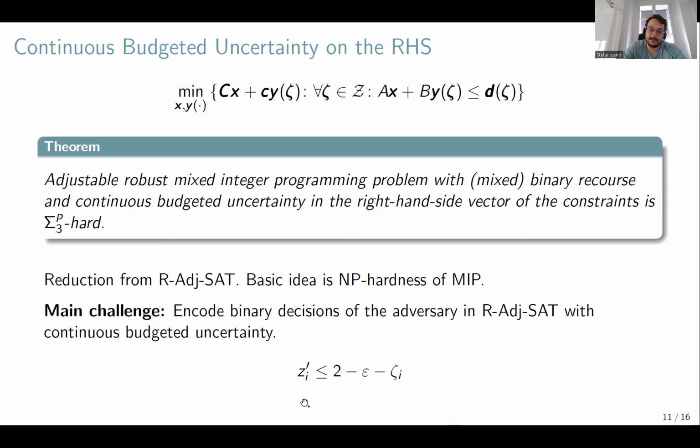If you want to attack set i prime, you have to use a significant amount of your budget. And this way, doing some technical estimates, you can show that you always attack fully, you attack in a discrete way. And this way we obtain the hardness also for the continuous setting. That was a surprising result for us, that we can really show sigma-free hardness for a continuous setting if you allow uncertainty on the right-hand side vector.